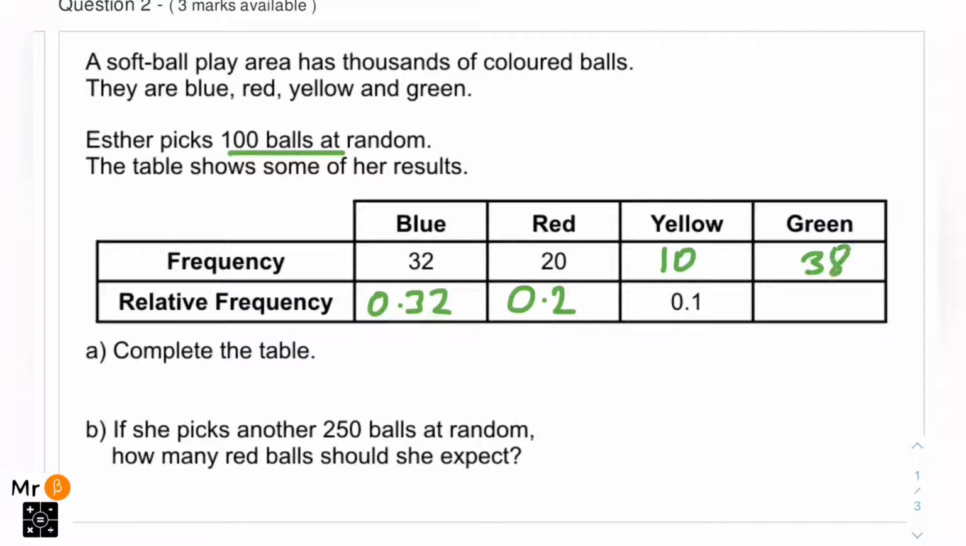Take this away from 100 and we get 38, which gives us our relative frequency of 0.38. One final check, just make sure they add up to 1, and then you know you've definitely got this correct. So now we know we have got 250 balls, so therefore we need to multiply that by the probability of getting a red ball, which is 0.2. Multiply that together and you get your answer of 50.